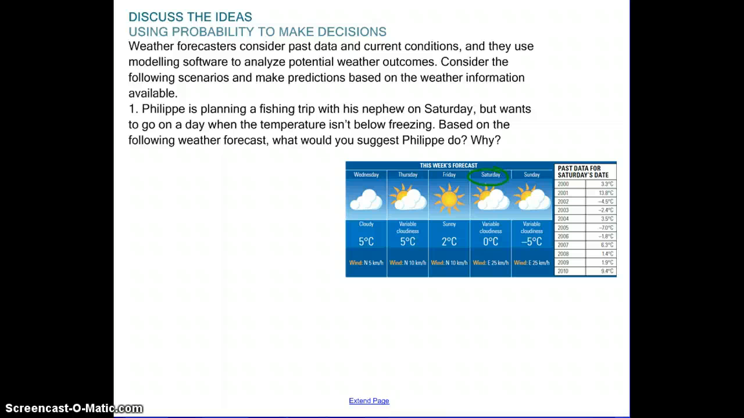So if you consider the past data for Saturday, it seems like lots of the temperatures are above zero, so that should be okay. Here the temperature also is predicted to be above zero, but if you look at the wind, it says it's 25 kilometers an hour, which would make it feel like it's below freezing. So a suggestion might be to move it to Friday, because Friday is sunny, 2 degrees, and only has 10 kilometer an hour wind. So I would suggest you move it to Friday.